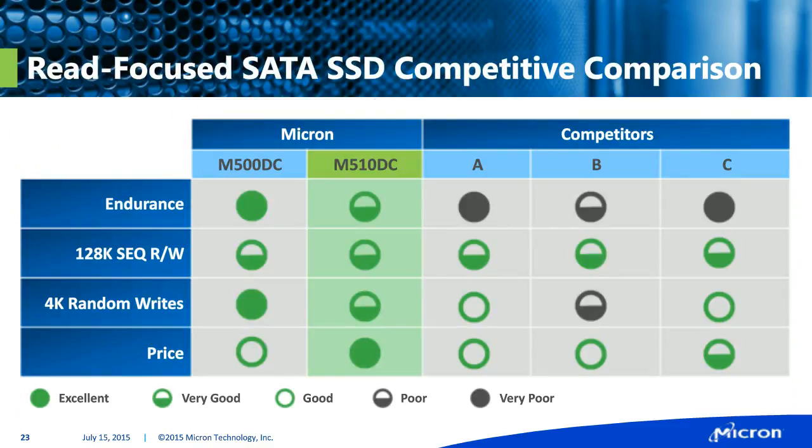So when looking at the 510 DC from a competitive perspective, now we're looking at a comparison of competitors A, B, and C on the right, whose names will be left nameless today. They are similar class products, so that lower endurance market segment that we talked about, that 1 drive fill or less, comparing that to the M510 DC. A couple places really where we believe the M510 DC wins and stands out against the competition.